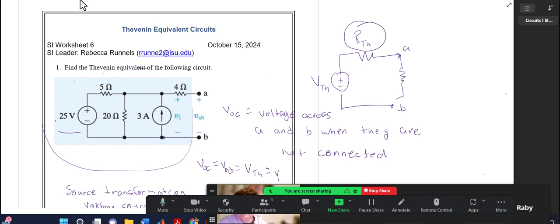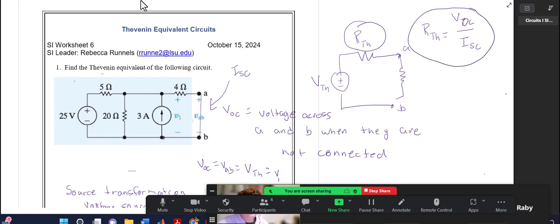And the way I do R Thevenin, there's lots of ways to do it. One way is to connect A and B, and that would be called I short circuit. So you short circuit it, and then you would say R Thevenin equals V open circuit over I short circuit. So you would find that current, and then you would plug into that to get R Thevenin.